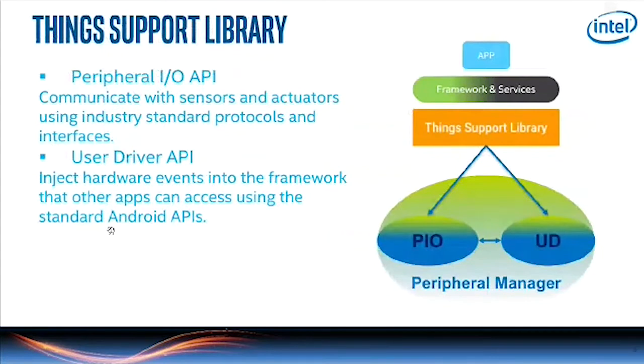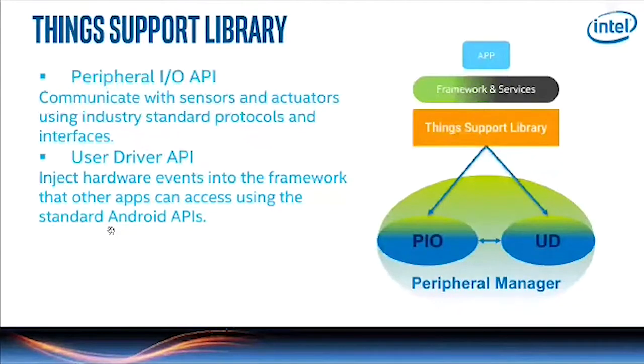So let's break down the Things support library. There are two components, Peripheral I/O and user drivers. I've put them side by side, but they are really one on top of the other. Peripheral I/O is the one that communicates with sensors and actuators. We'll see how in a bit. So Google supports industry standard protocols and interfaces like I2C, SPI. And there's more and more being added as time goes on, as there is need for these devices. One major thing that's missing right now is A2D, but I believe there's work being done to add support for this.